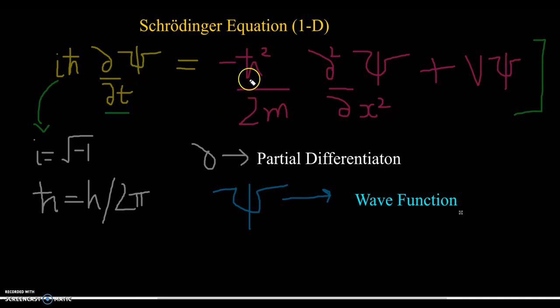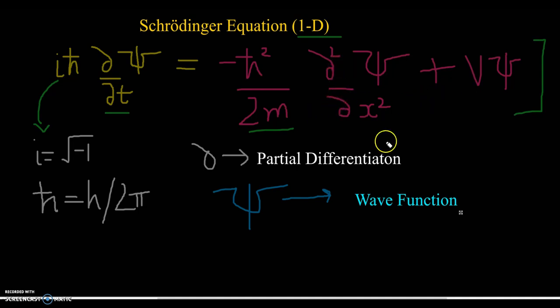This is the same Planck's constant, the mass of the particle. This time the double partial derivative of wave function with respect to the position or x coordinate, since we are in 1D, plus the potential times the wave function. Now this is what Schrödinger equation means in simple words.